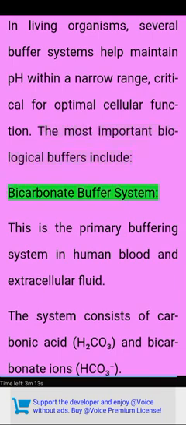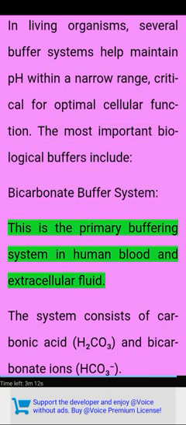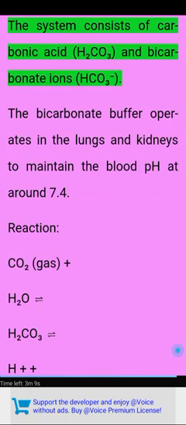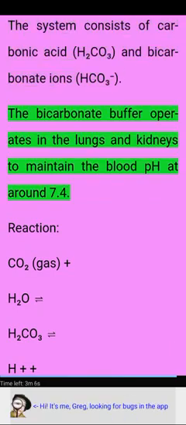The most important biological buffers include the bicarbonate buffer system. This is the primary buffering system in human blood and extracellular fluid. The system consists of carbonic acid (H2CO3) and bicarbonate ions (HCO3-). The bicarbonate buffer operates in the lungs and kidneys to maintain the blood pH at around 7.4.